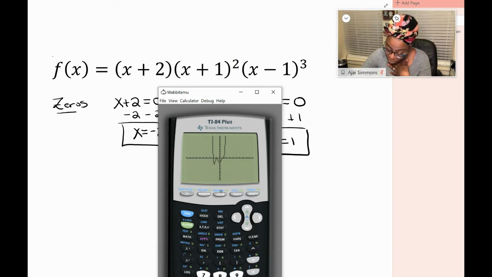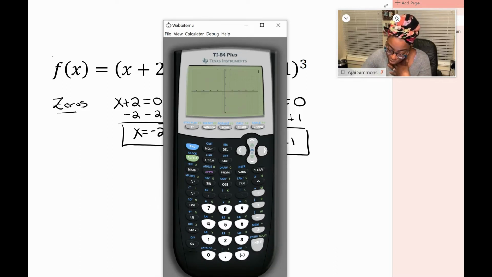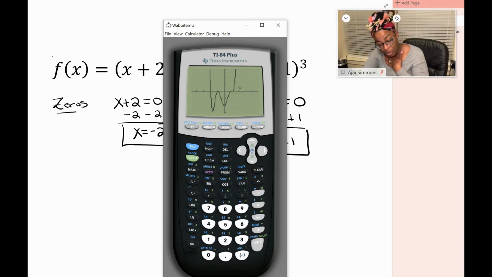I'm going to zoom in a little bit, so I'm going to press the zoom button, and let's do Z decimal. That helps us zoom in a little bit. It makes your axis go from -5 to 5, and that's a better picture. If you look at that picture and think about the zeros that we found, -2, -1, and 1: if you look at -2 on your graph, yes, your graph goes through -2. If you look at -1, which is right here, yes, your graph touches right there at -1. And if you look at +1, it goes through that point.